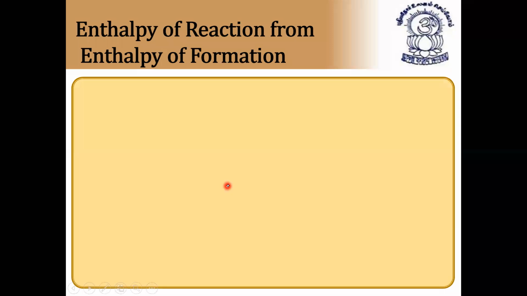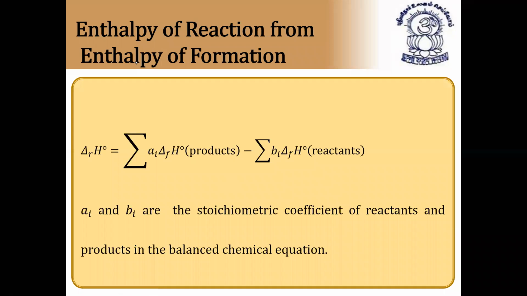Next topic: enthalpy of reaction from the enthalpy of formation. Let us see now. Already we know the standard enthalpy of the reaction is equal to the sum of standard enthalpy of products minus the sum of standard enthalpy of reactants, where ai and bi are the stoichiometric coefficients. So we have to take into consideration the stoichiometric coefficients of reactants and products in the balanced chemical equation.